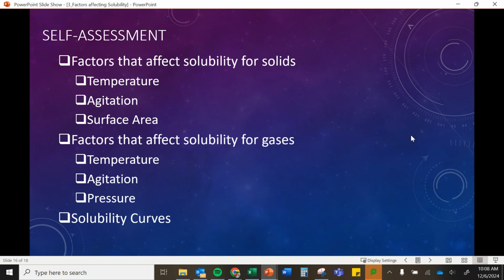Okay, so this is what we learned today. We learned about the 3 factors that affect the solubility for solids, and the 3 factors that affect solubility for gases, and solubility curves.